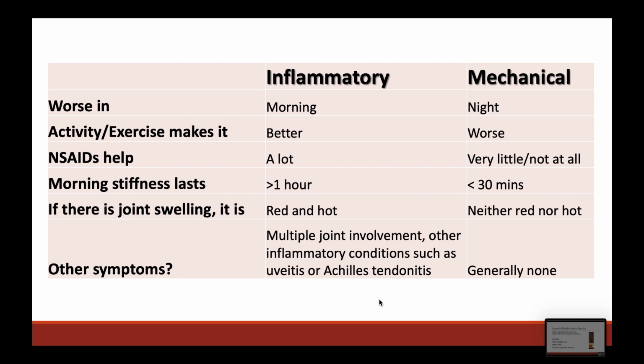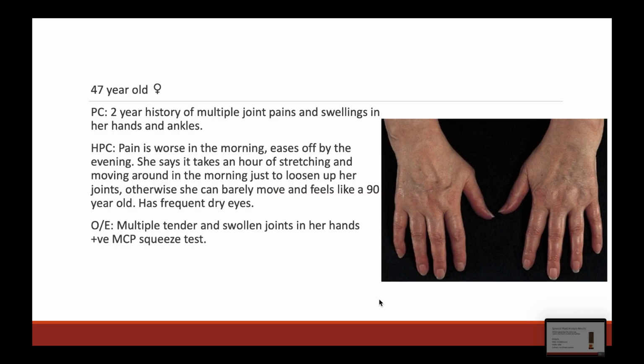You would also get morning stiffness lasting around 1 hour or more in inflammatory joint conditions, whereas for mechanical, it would last probably less than 30 minutes. Inflammatory is normally seen as red and hot, and with mechanical you normally wouldn't be able to see anything. Inflammatory can involve multiple joints and other conditions such as uveitis or Achilles tendonitis, whereas with mechanical there are usually no other associations.